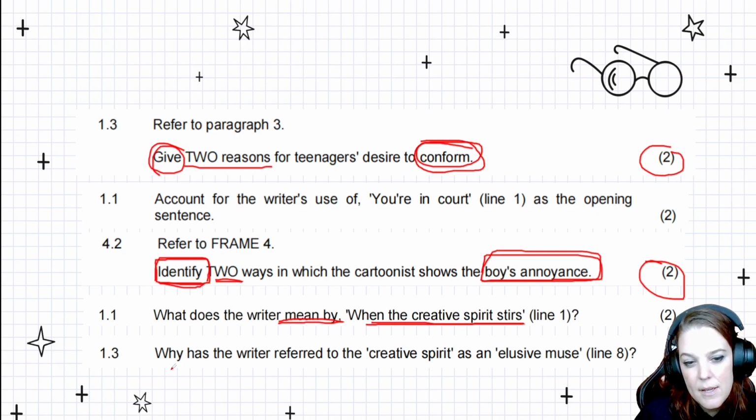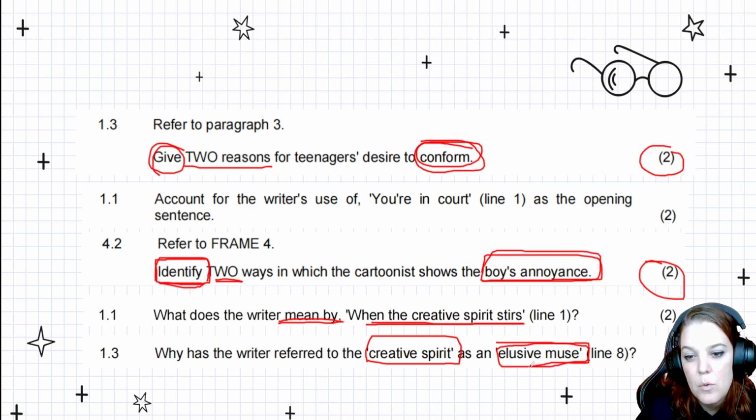Okay, so this is, why has the writer referred to the creative spirit as an elusive muse? So here it's also kind of asking us the meaning of these words. So we have to break down the words creative spirit and then elusive muse. So we have to try and figure out what those words mean in the context of the comprehension passage. All right, so what is a creative spirit and what is an elusive muse? And then we can have a look and see what that mark allocation is again.